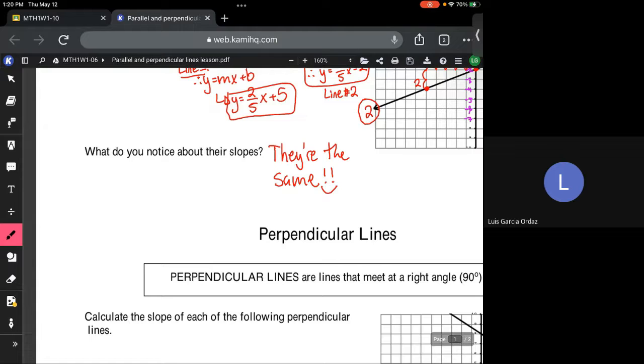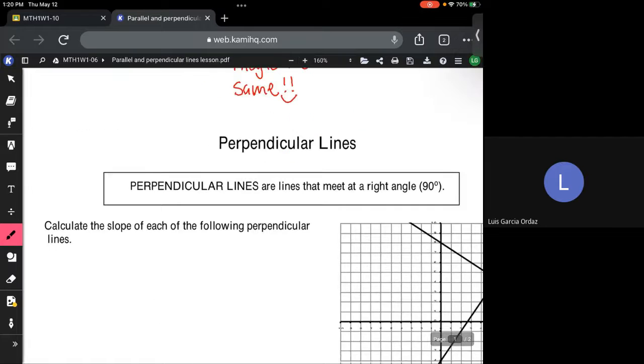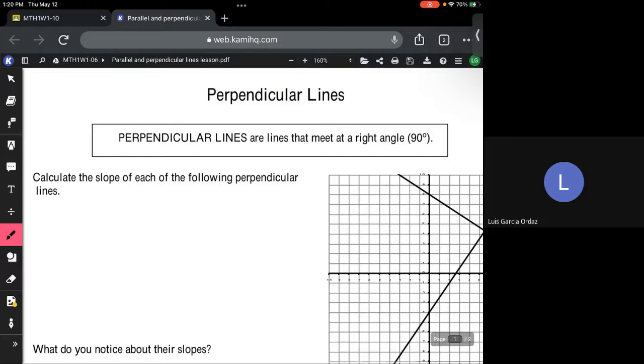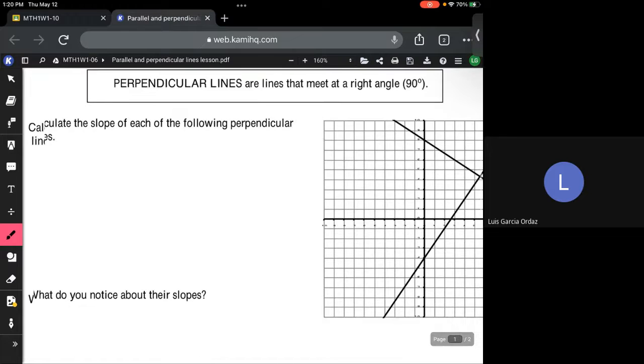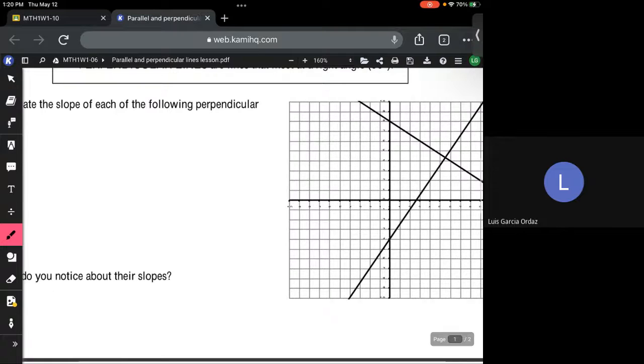Okay, so perpendicular lines are lines that meet at an angle of 90 degrees. So that's where they're perpendicular to each other when they make a right angle. Whenever we have perpendicular lines, you'll notice that one line is going up and the other is going downwards. We'll label the one that's going up as line 1, and the one that's going down, the purple one, as line number 2.